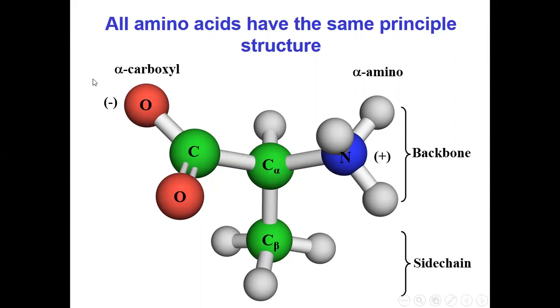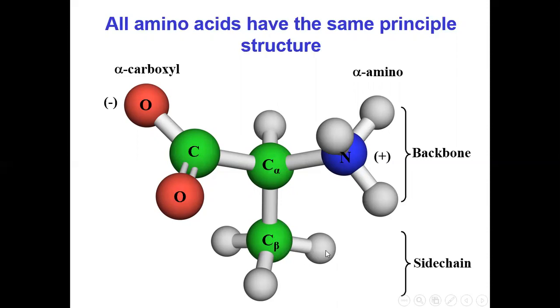Now we can see that besides these two groups, the alpha carbon is also attached to a hydrogen atom and to a fourth group, which is called the side chain. And the fact is that all amino acids have the same carbon alpha, alpha carboxyl, and alpha amino groups, as well as the hydrogen. But the fourth group, the side chain, is what distinguishes them from one another.